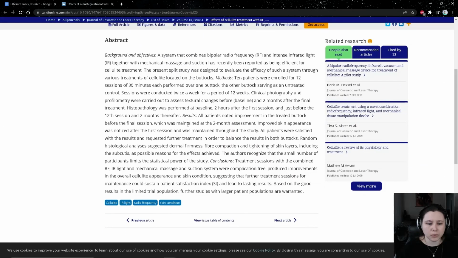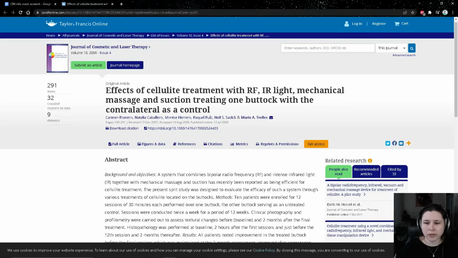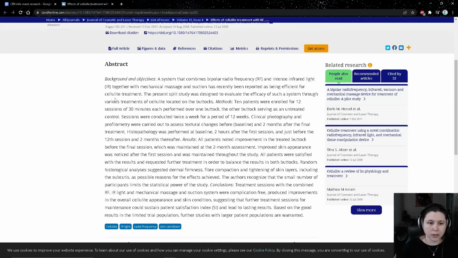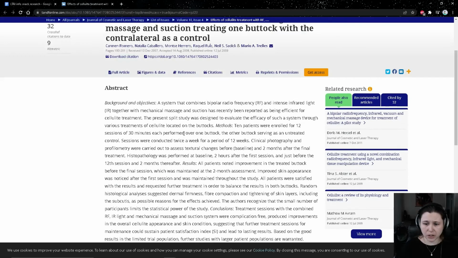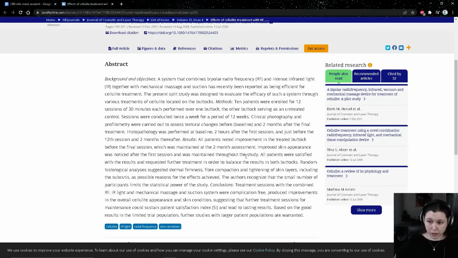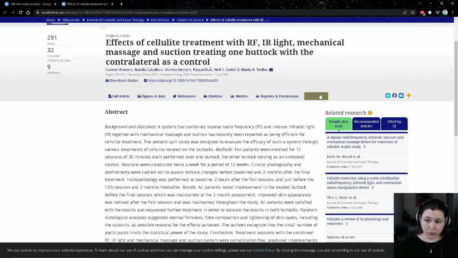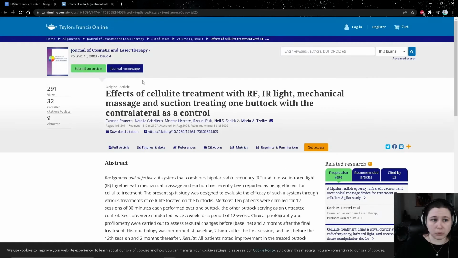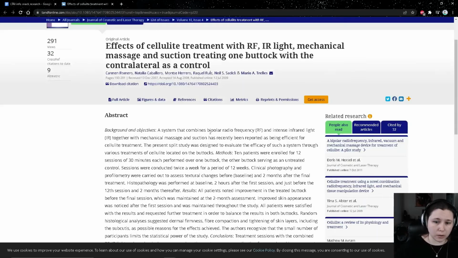Effects of cellulite treatment with radio frequency, infrared light, mechanical massage, and suction, treating one buttock with the contralateral as control. So I don't have access to the full article, but here's the abstract, which can give you a lot of really great information. It can help you decide if you wanted to get access, which is usually a one-time payment or a subscription to be able to access a database of a lot of scholarly articles.